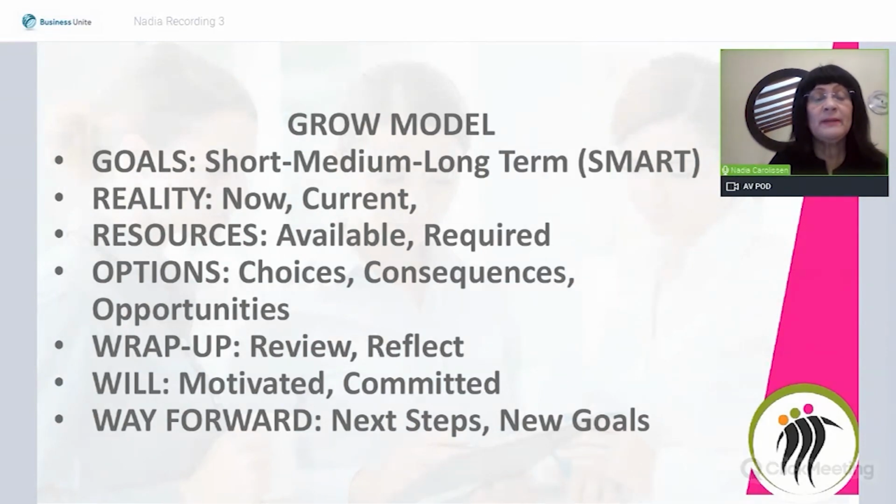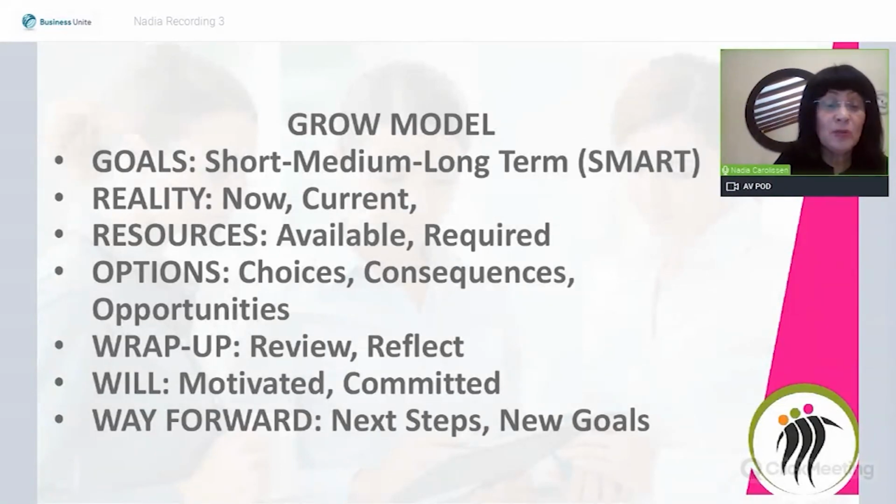So in short, we can look at the GROW model. The acronym, the G, stands for goals: short, medium, and long term goals, and we would be guided by SMART. Then the R is reality, what is happening now, currently, at present.